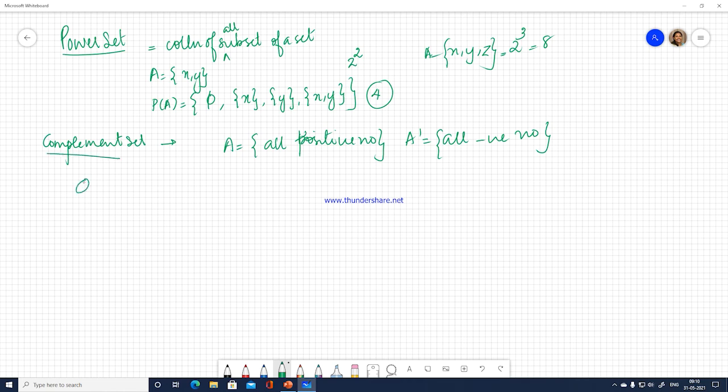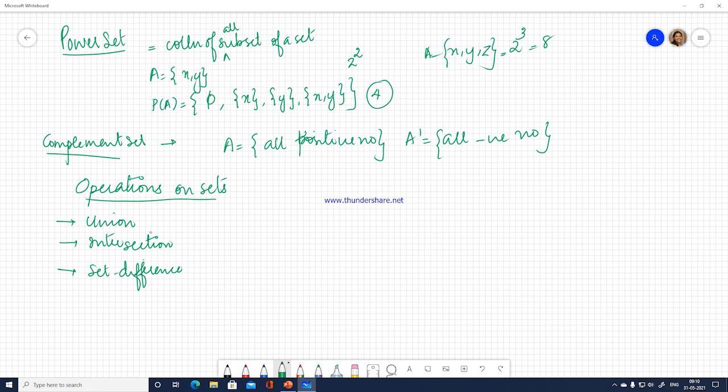Now, the last part of this lecture is operations on sets. What operations can be done on a set? We have union, we have intersection, and set difference. So these are the operations.